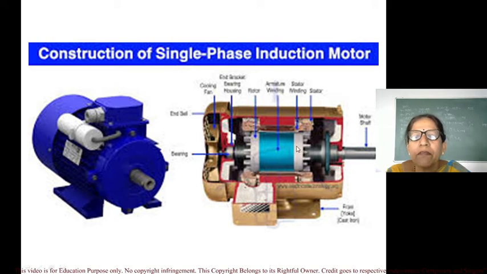Here it will be having a rotor winding. As it is a squirrel cage rotor, it will be having thick slots, and inside the slots thick conductors will be placed. Around the rotor there will be the stator. So this is the stator core, and here we will be having the end terminals of the stator winding.